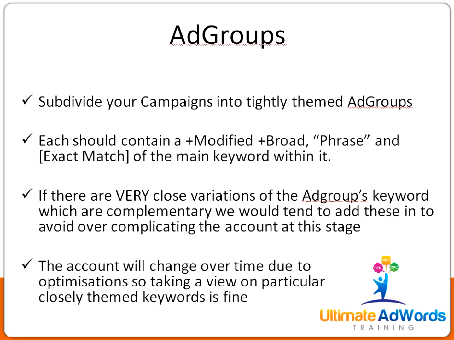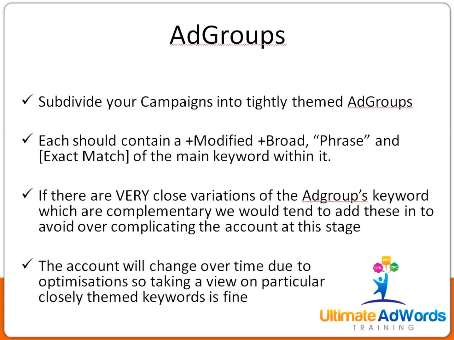So these are your ad groups, and each ad group should contain a modified broad match, a phrase match, and an exact match of the main keyword within it. If there are very close variations of the ad group's keyword that are complementary, we would just add these in. It saves overcomplicating the account when there's potentially very low search volume on a keyword that's almost identical.